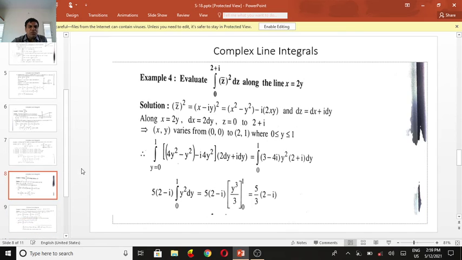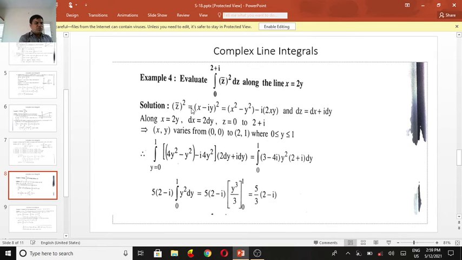Now let us come to one more example. Evaluate the integral from 0 to 2 plus i of the conjugate of z, whole square, dz, along the line x equal to 2y. So only the real axis. Simple problem.